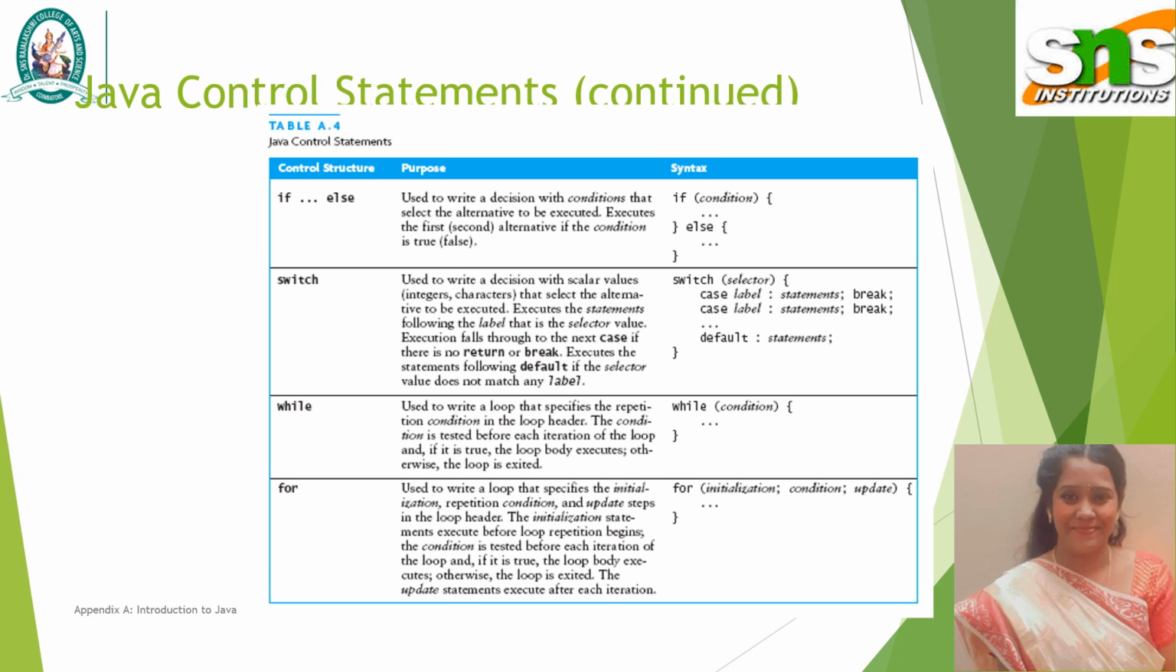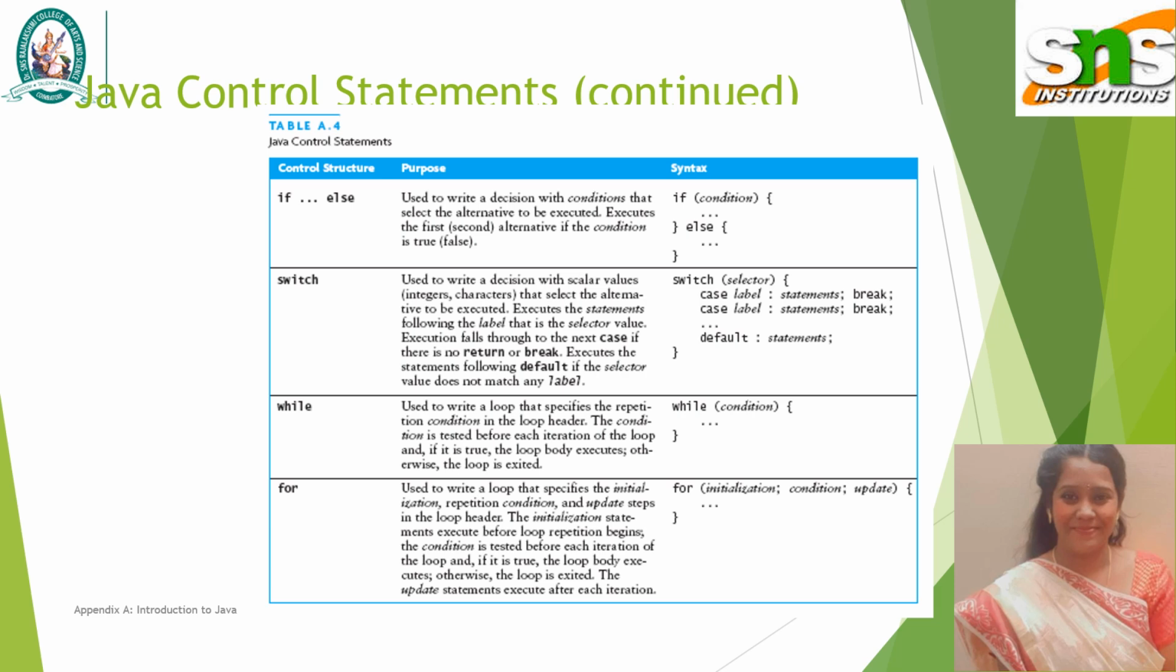The switch is used to write decisions with scalar values to select the alternative that is to be executed. The statements that follow the label, that is the selector value, are executed. Execution falls through to the next case if there is no return, no break, etc. Execution also falls to the default statement if the selector value matches no label. The while statement is used to write a loop that specifies the repetition condition in the loop header. The condition is tested before each iteration of the loop, and if it is true, the loop body executes, otherwise the loop terminates.